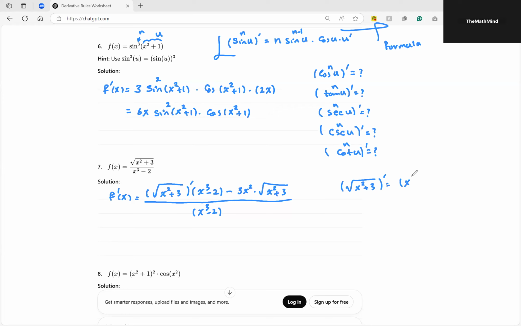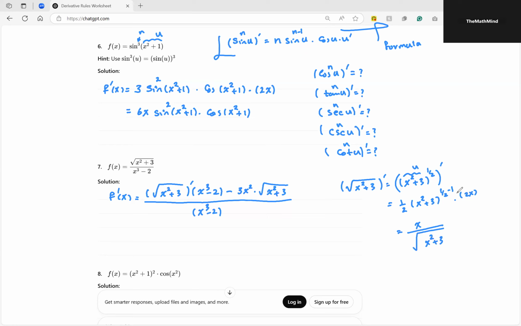If you write x squared plus 3 to the power of 1 over 2, it is going to be easy. We're using the chain rule formula. This will be 1 over 2 times x squared plus 3 to the power of 1 over 2 minus 1. And it is multiplied by the derivative of u, which is 2x. So you're going to have, this 2 will be cancelled by 1 over 2. You're going to have x over a square root of x squared plus 3.